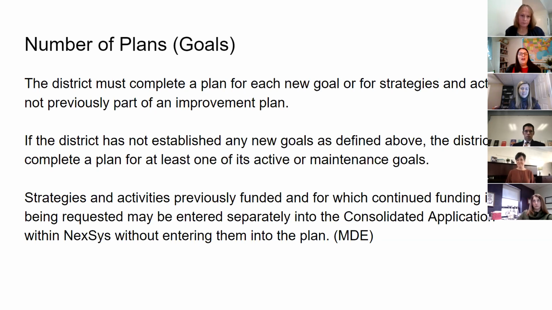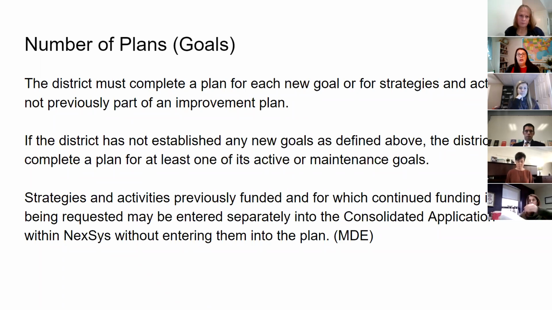So if you have strategies and activities that were previously funded with, let's say, Title I, so maybe you had a paraprofessional that you funded through Title I for literacy previously, and you want to continue that, it does not need to be identified in a goal. You can just automatically put it in your consolidated application within the Nexus system.